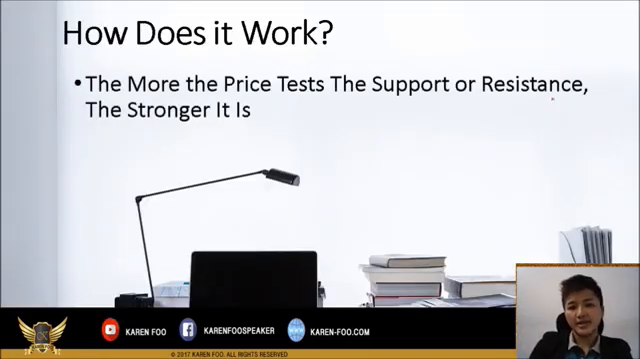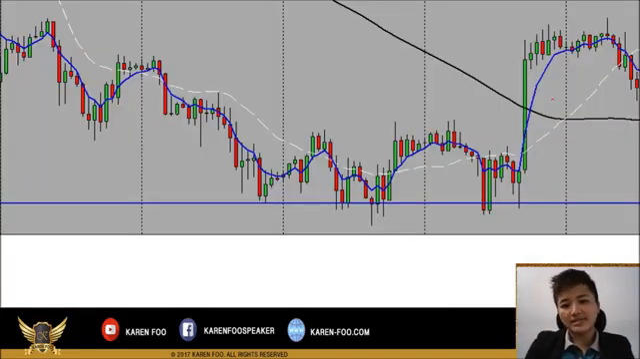So this is basically how the support and resistance line work. It's very similar to trend lines, because even for trend lines, the more the price tests the trend line, the more the price touches it or interacts with it, the stronger it is. So let me give you another example.